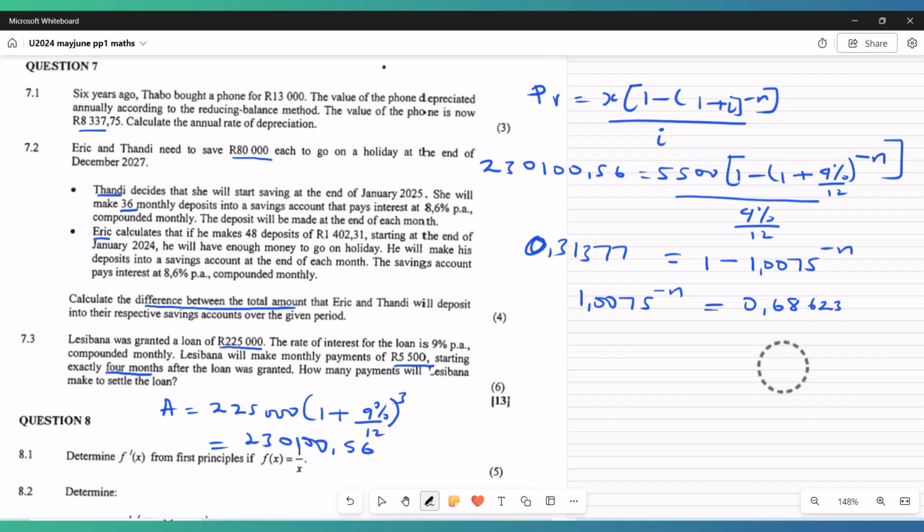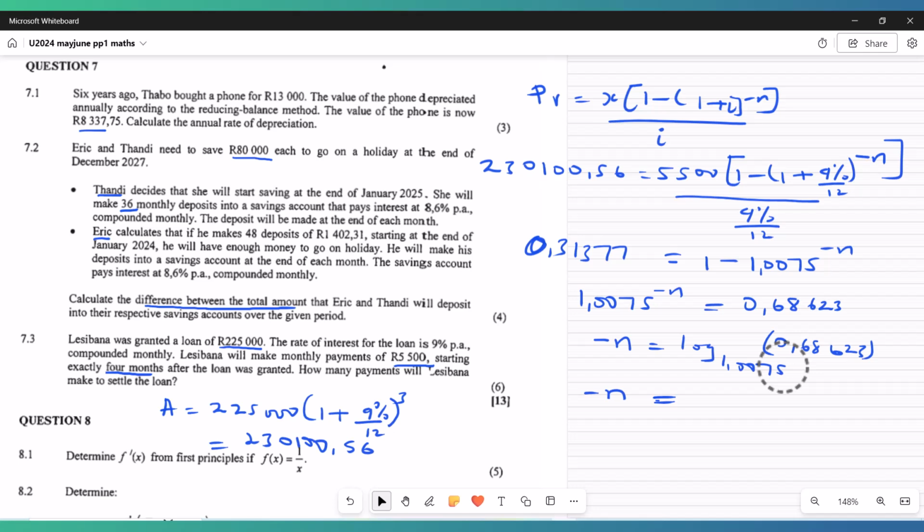Now we have an exponential. To get our n, change it to logarithm. It's going to be negative n equals the log with the same base, base 1,0075, of this number here, 0,68623. What's our n going to be? Let's find out with our calculator.